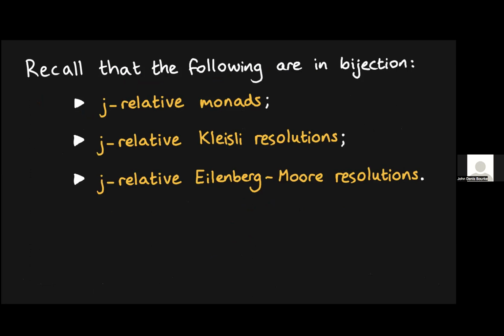Okay, so near the start, I said that the universal properties of Kleisli resolutions and Eilenberg-Moore resolutions meant that both were in bijection with relative monads. And so in the first half of the talk, I just considered Kleisli resolutions. But now we can ask the same question about Eilenberg-Moore resolutions. Because if we get the monad theory correspondence from just relative monads and Kleisli resolutions, do we get anything interesting from the Eilenberg-Moore resolutions? That's going to be the topic of the second half of the talk.